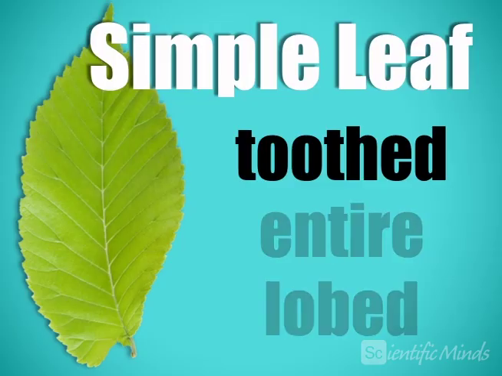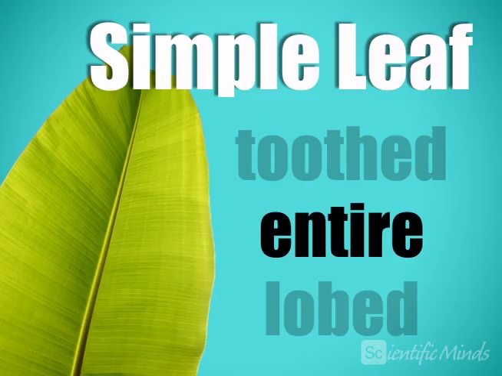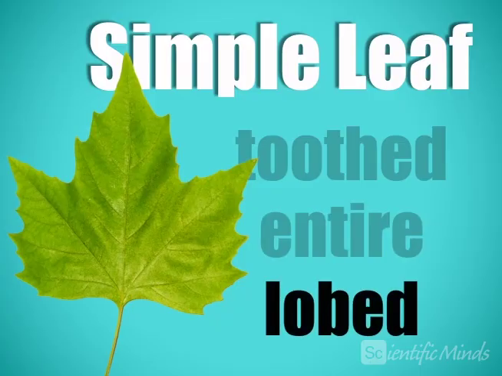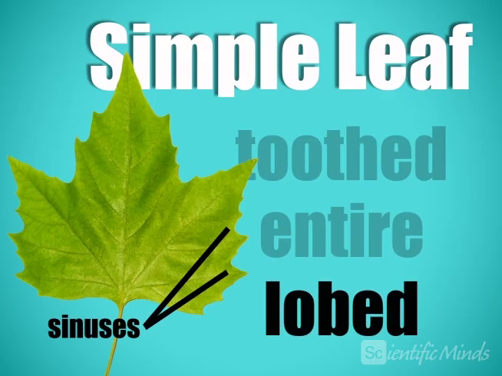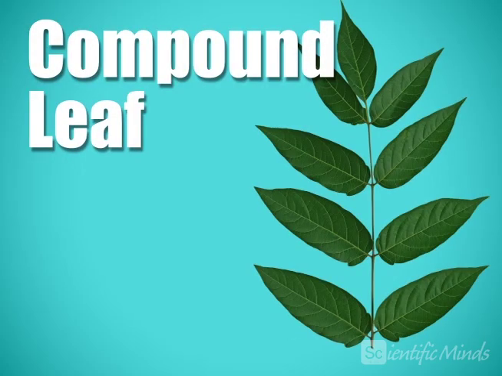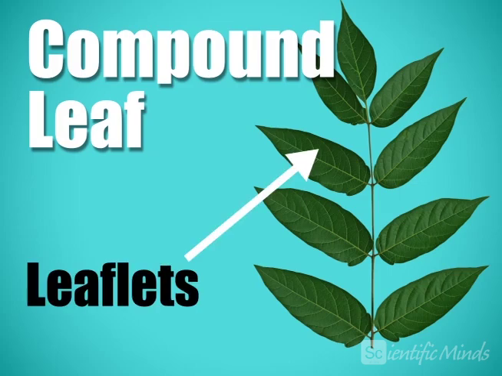This elm tree leaf has a toothed margin. A banana tree leaf has an entire margin, which is smooth. A maple tree leaf has a lobed margin with deep indentations called sinuses. A compound leaf, such as this sumac leaf, has many leaf blades, called leaflets, connected along a central leaf axis.